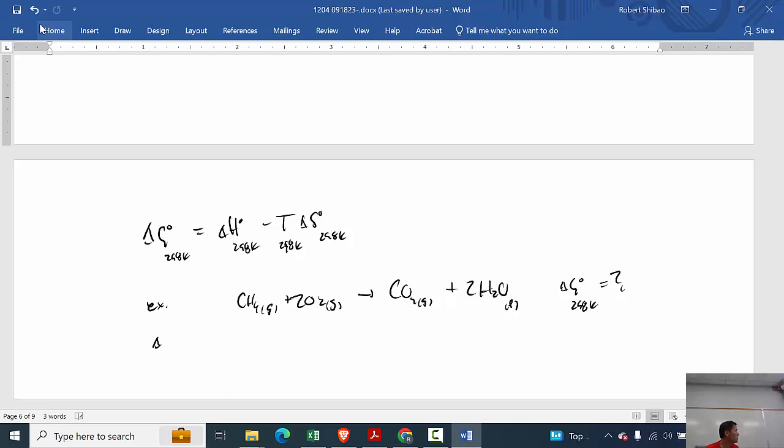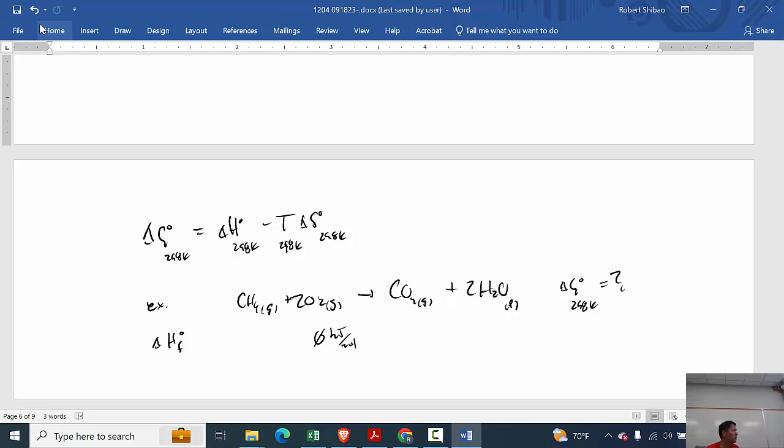And so the first thing is I want my delta H of formation, because I'm going to calculate this. So I have to look up the delta H of formation of methane. What about O2? You should know the delta H of formation for O2. What is it? It's 0 kilojoules per mole.